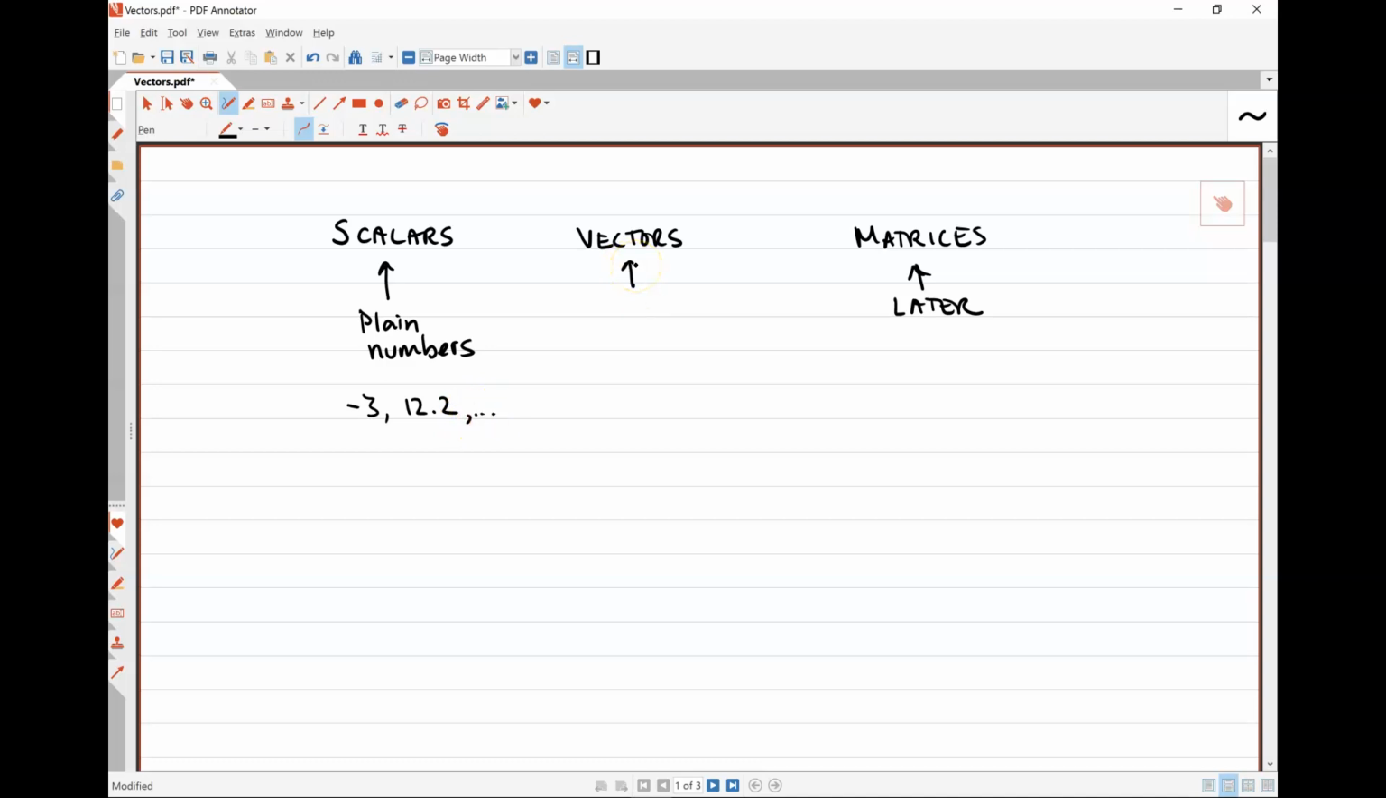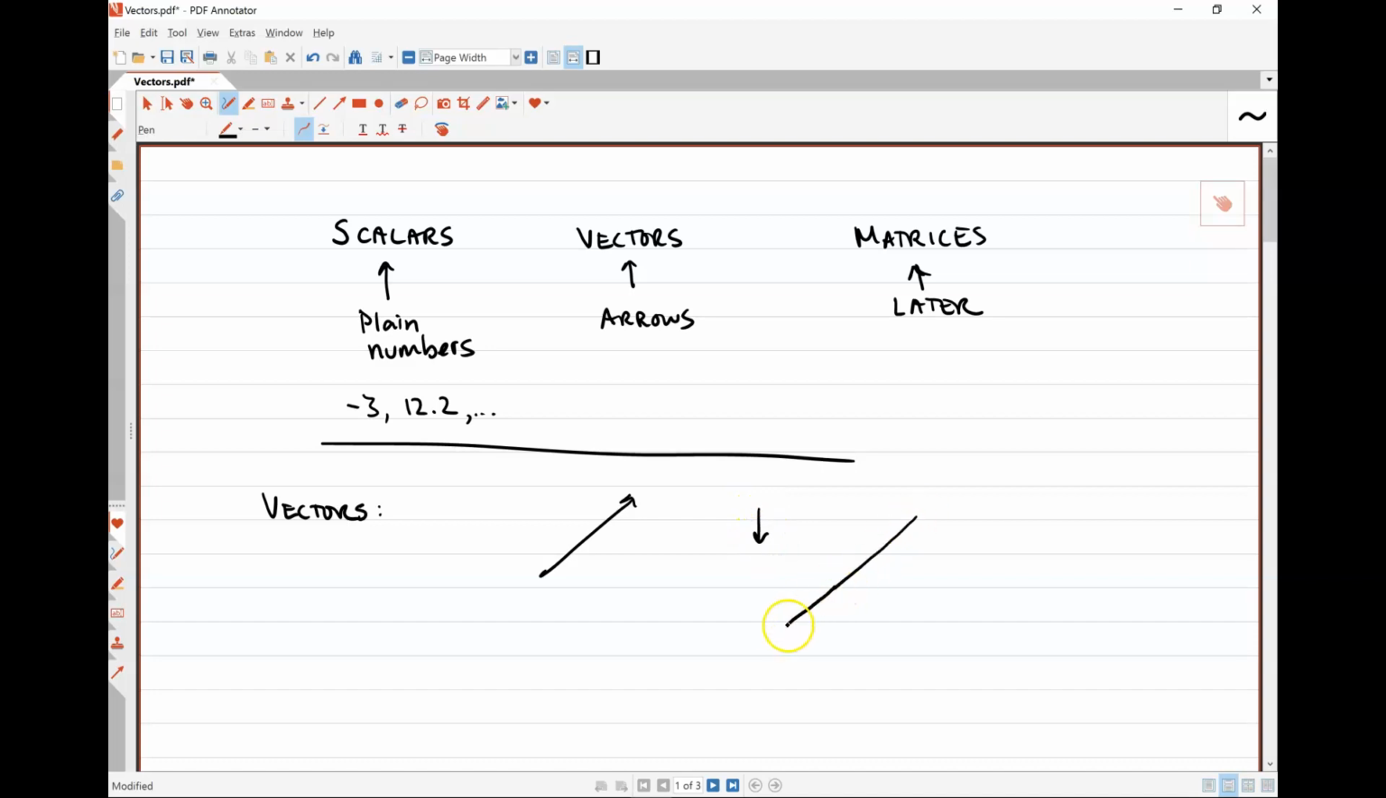Vectors are, well, they're arrows. And I want to talk about those to start with. So what does a vector actually look like? When I say it's an arrow, I literally mean that. So like this is an arrow, this is an arrow, this is a long arrow.